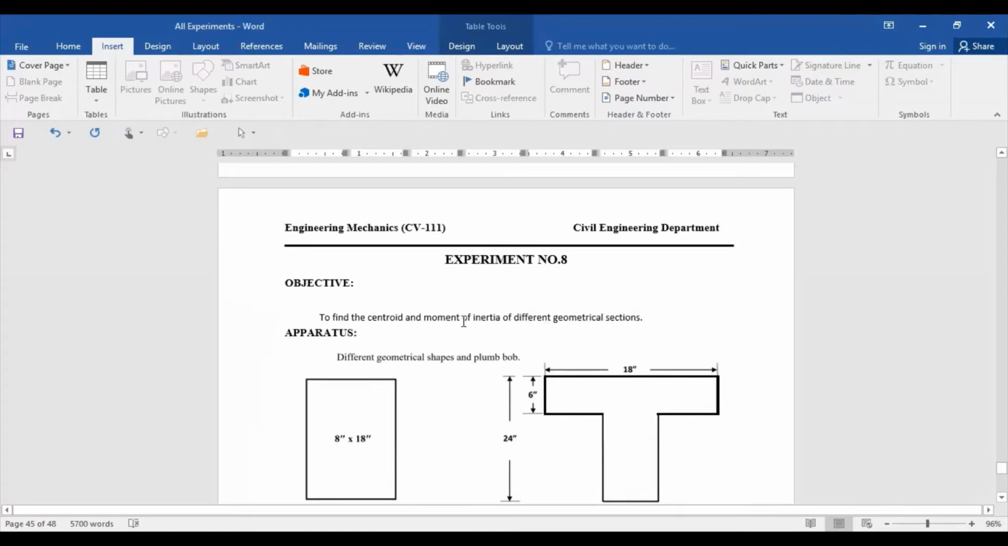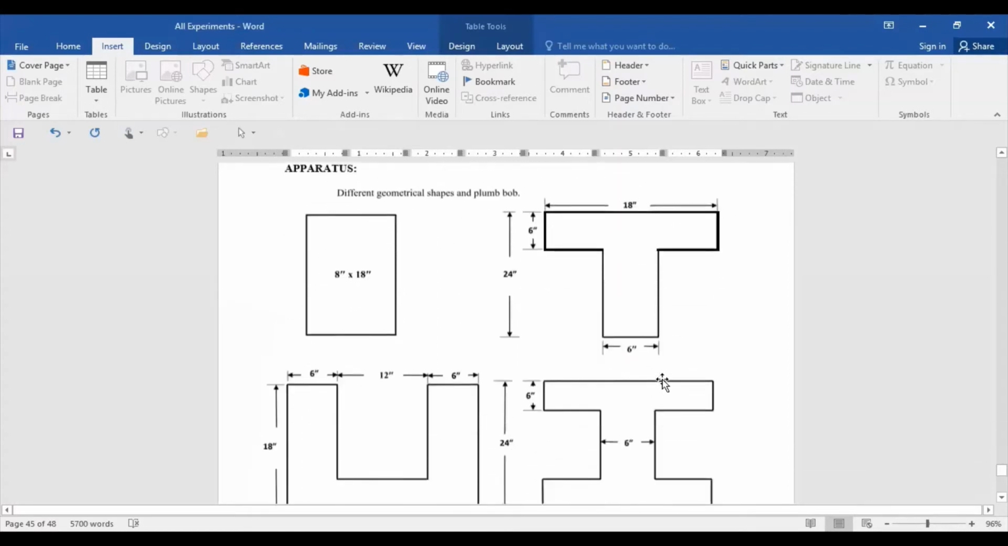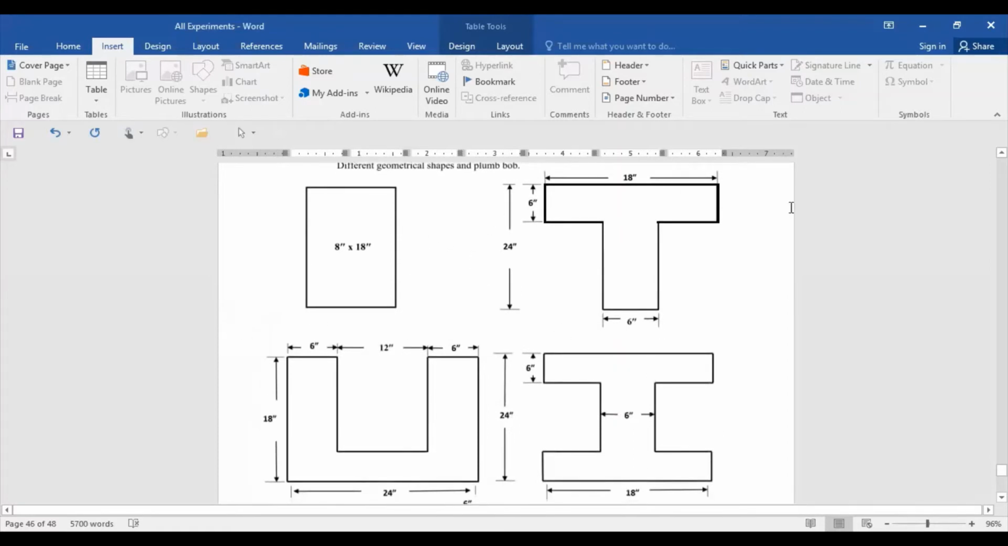In this experiment, as I already told you in the lab, you have different shapes given to you. These are different irregular shapes. You have to find out the centroid. Theoretically, I told you the formula. You have to use x bar, y bar, where x bar equals summation of xa upon summation of area, and the formula for y bar equals summation of ya upon summation of a. So you have to find out the centroid first.